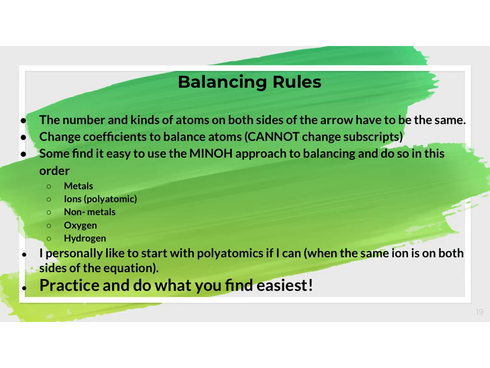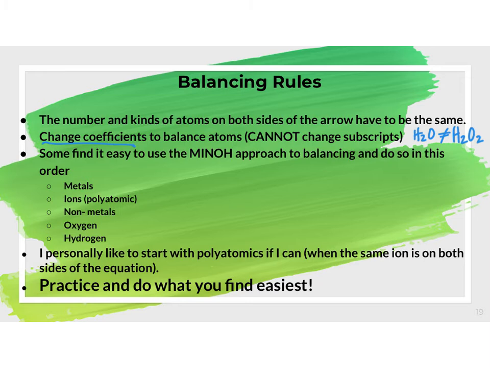Now, balancing is something that you do need practice with. So just a couple balancing rules before we get some practice in. The number and kinds of atoms on both sides of the arrow, we talked about this, have to be the same. And remember, that's due to the conservation of mass. We have to make sure that what we start with, atoms and mass-wise, is what we end with. We're going to change coefficients to balance atoms. We cannot change subscripts. Remember, H2O is not going to be the same thing as hydrogen peroxide.